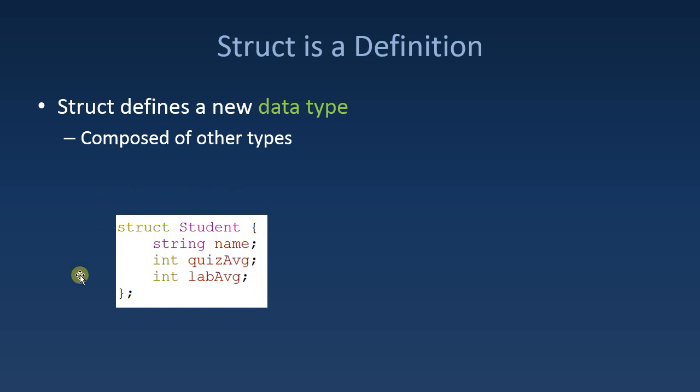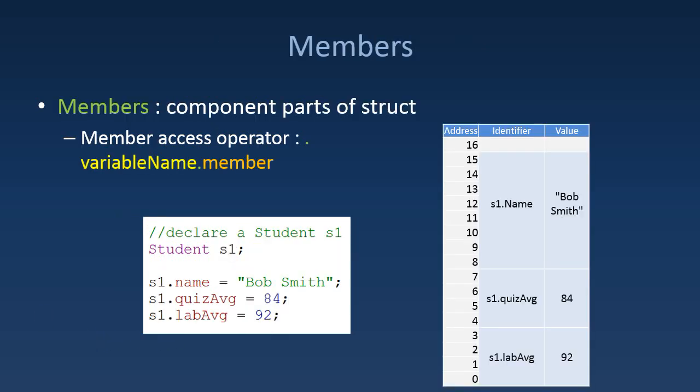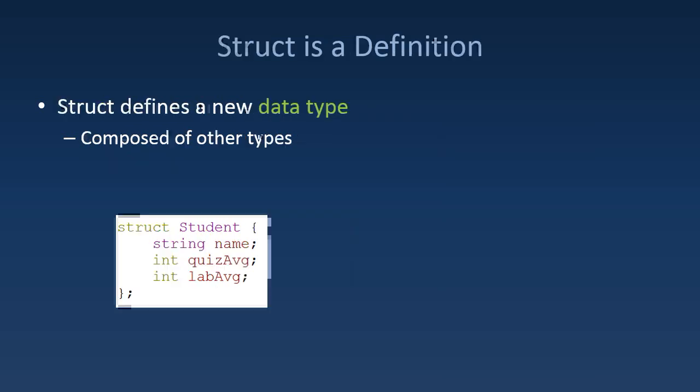But creating this data type doesn't actually create a particular student. To do that, we have to say something like, okay, make me a student called S1. Much like we'd say, make me an int called x. All right, this is the identifier, the name of the variable. Its type is not int or double. The type is student. So what does it mean to be a student? Well, it means that we've got these three components.